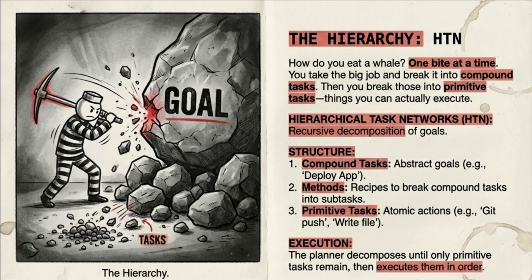Finally, we reach primitive tasks, which are actions like git push or writing a specific file to a directory. During execution, the planner recursively decomposes the goal until only primitive tasks remain, and then it executes them in a logical order. This method of recursive decomposition ensures that even the most daunting objectives are addressed through a series of manageable steps. It provides a clear roadmap for the agent to follow and allows for easy verification of each step in the process before moving on to the next.